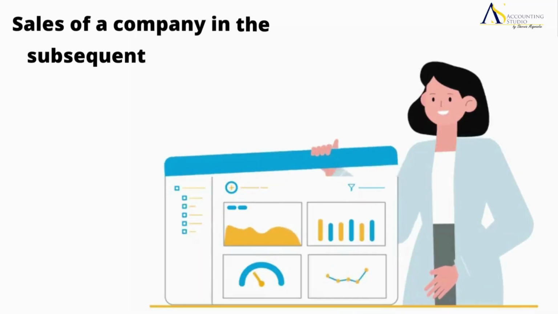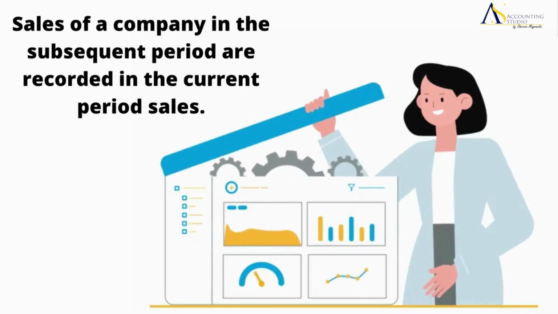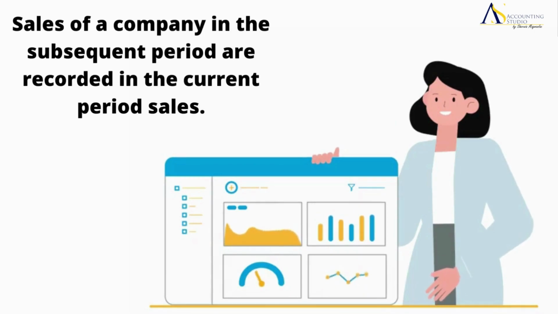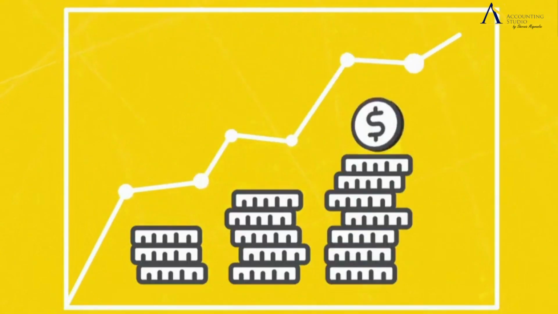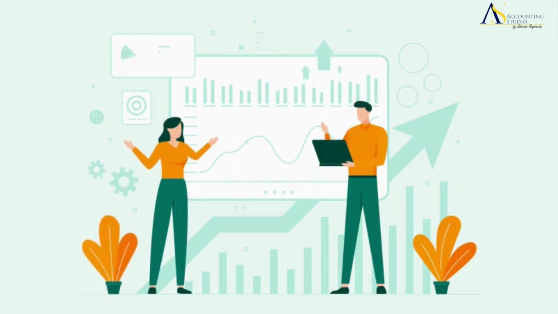For example, the sales of a company in the subsequent period are recorded in the current period sales in order to improve the current period's profit and to increase management bonuses that are based on sales.